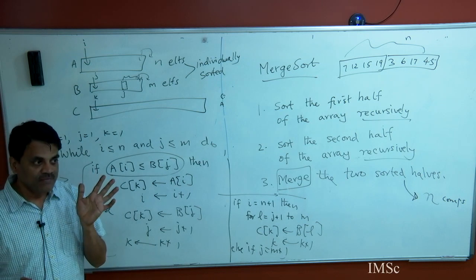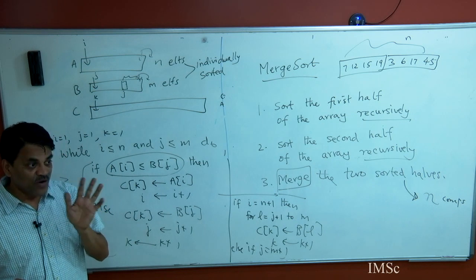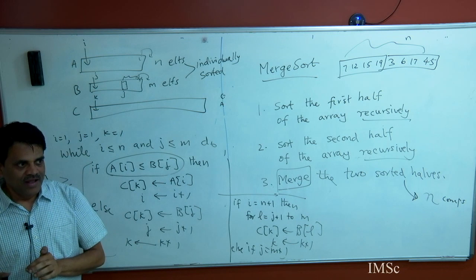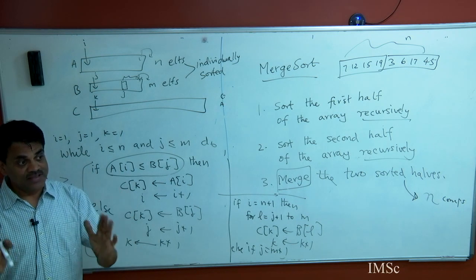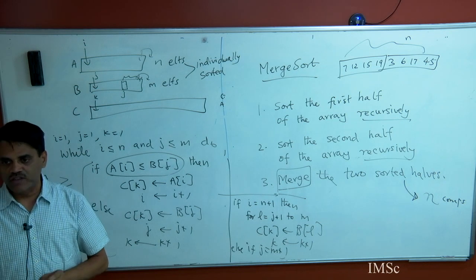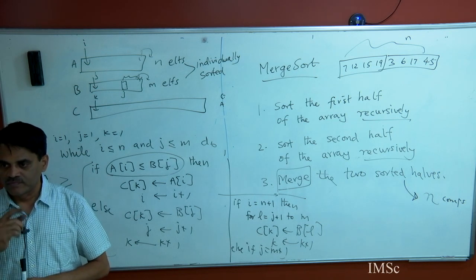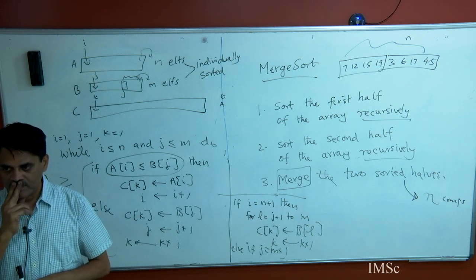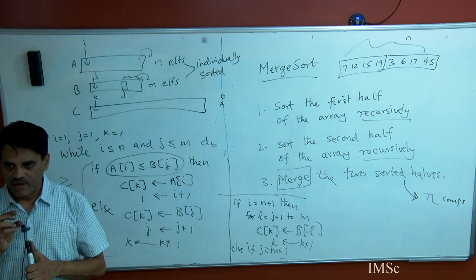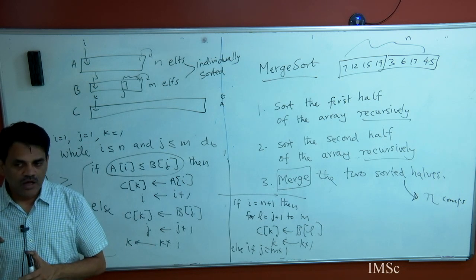I mean, not n by 2. Sort the entire array. The size of the array is n by 2. I am asking how many comparisons are made to sort the first half. Any ideas?